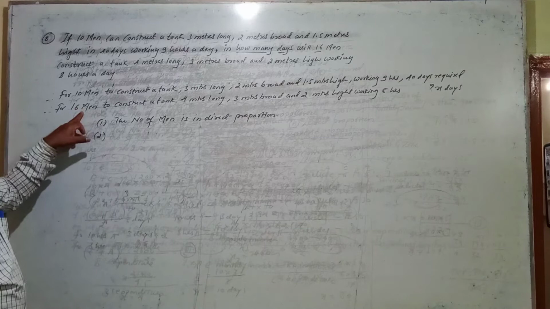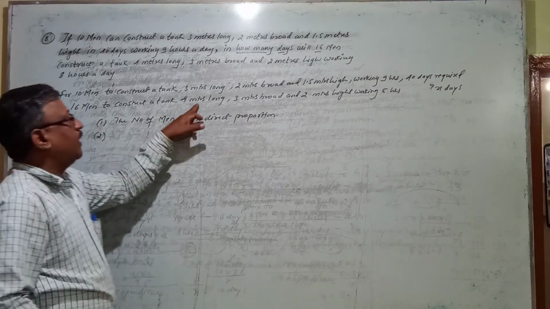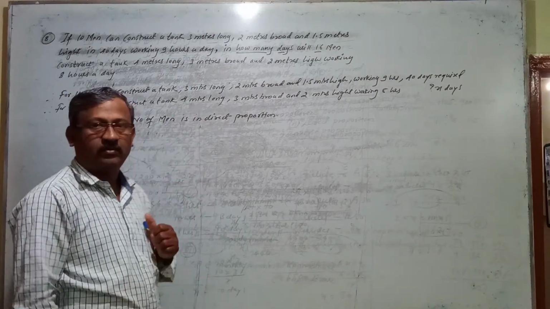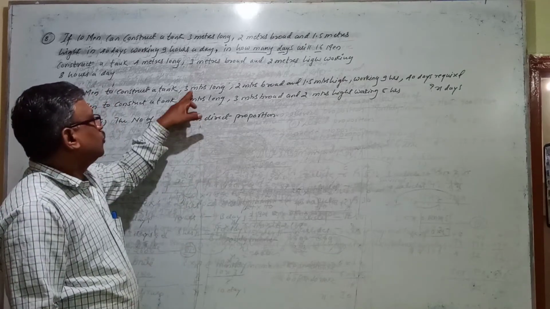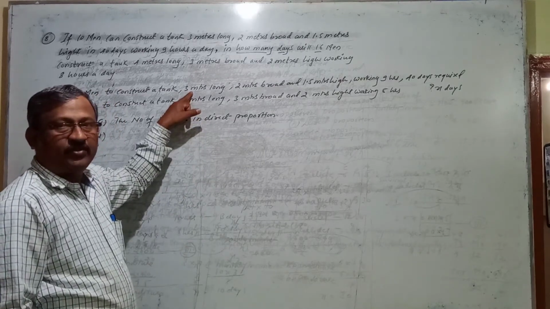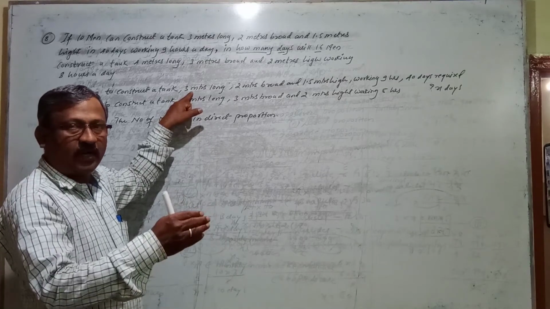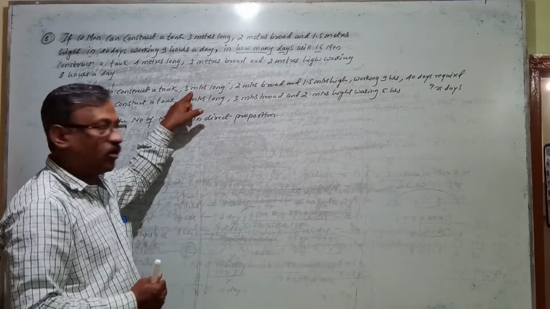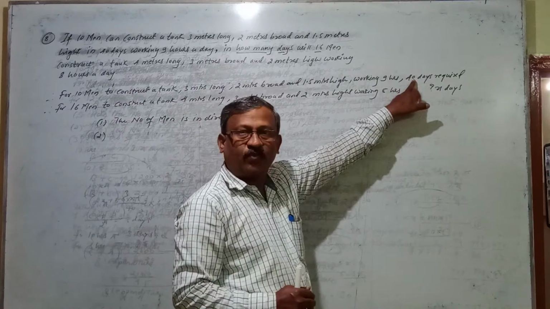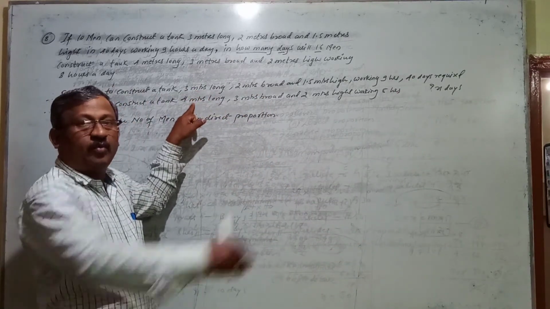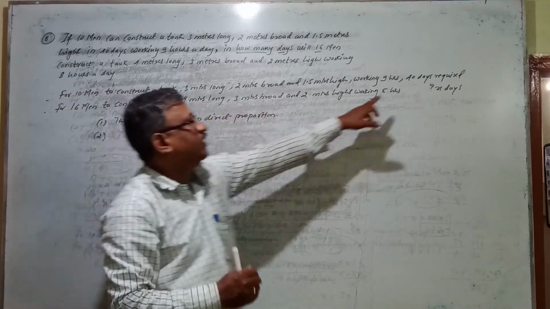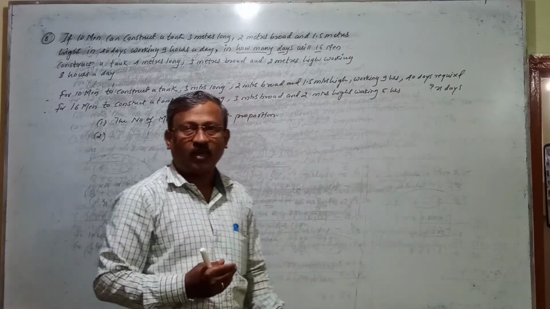Then after comparing the number of men, now we have to compare the length of the tank. If you want to construct a tank which is 3 meters long, it takes 40 days. So if you want to construct a tank which is 4 meters long, how many days will it take? More or less, right?